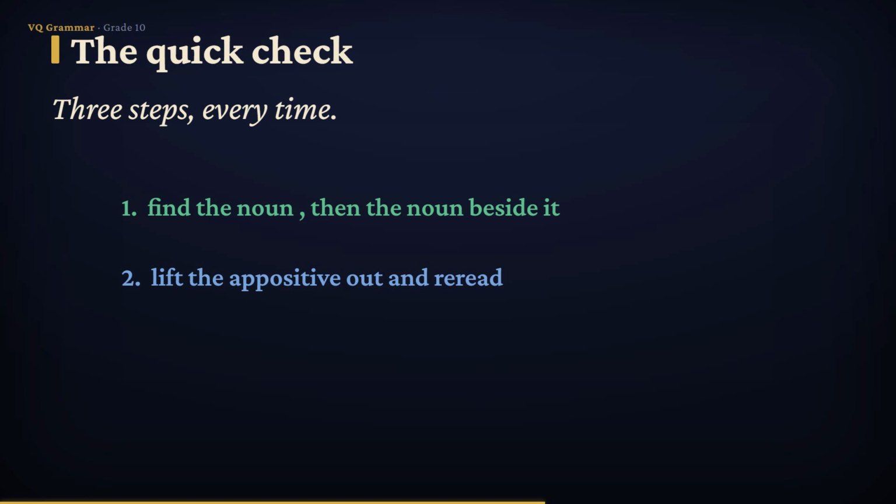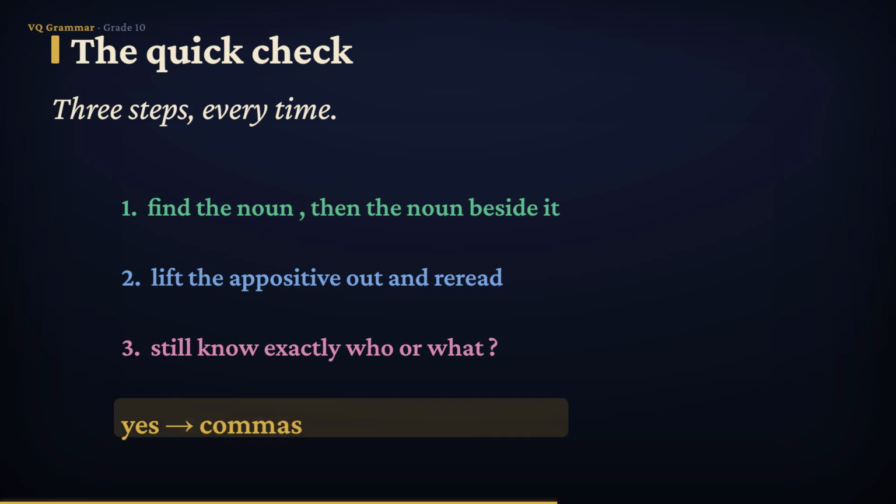Let's turn all of that into a 3-step check you can run on any sentence at all. Step 1. Find the noun. Then look for a second noun sitting right beside it. That second noun is your appositive. Step 2. Lift the appositive out with your thumb and reread the sentence without it. Step 3. Ask, do I still know exactly who or what? If yes, the appositive was only extra, so you set it off with commas. If no, the appositive is essential, so you leave the commas out entirely. 3 steps and the punctuation decides itself.